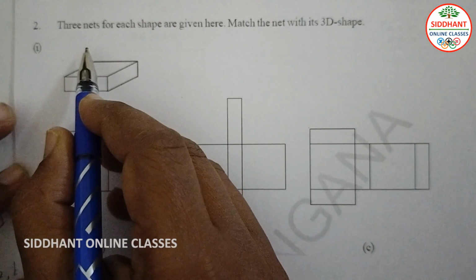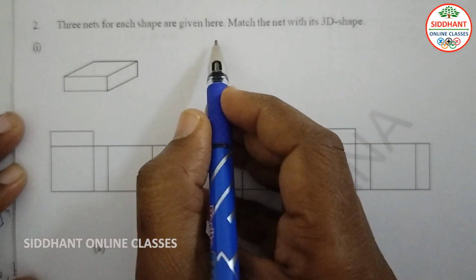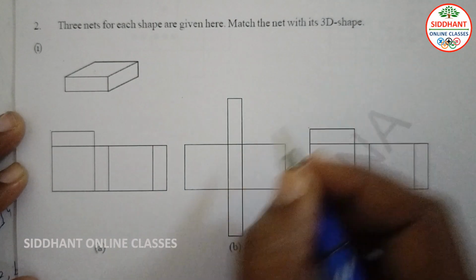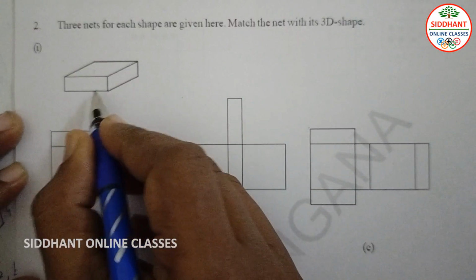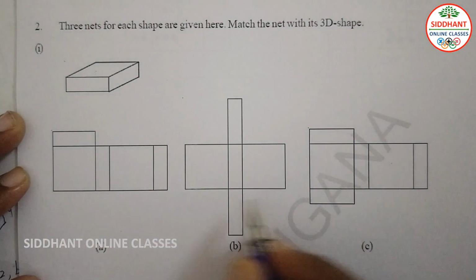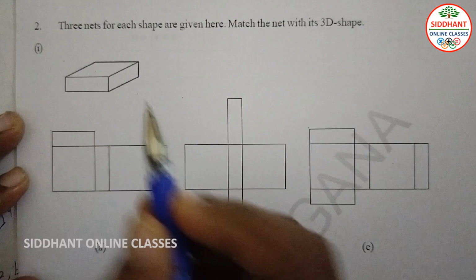Question number 2. 3 nets for each shape are given here. Match the net with its 3D shape. So here a cuboid shape is given, and we are going to see the 3 figures. Which figure will match this figure?